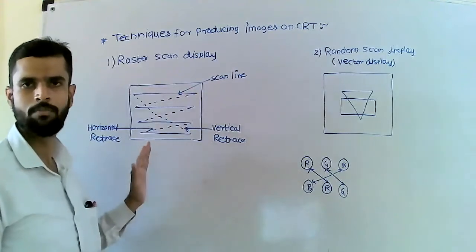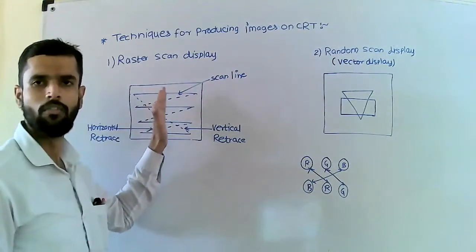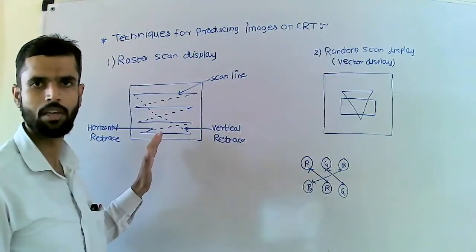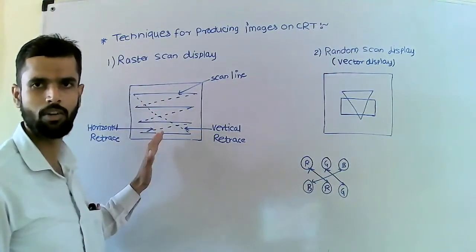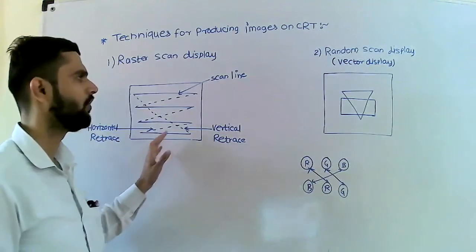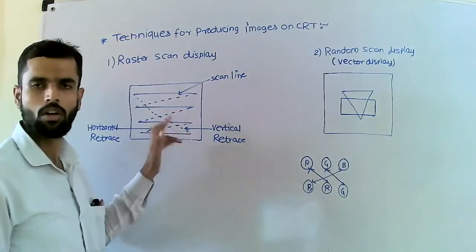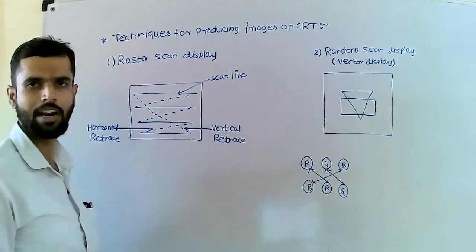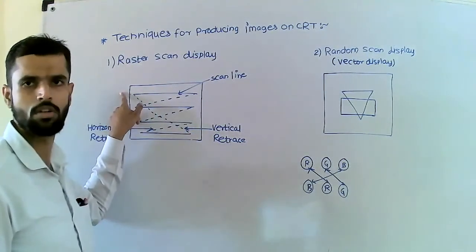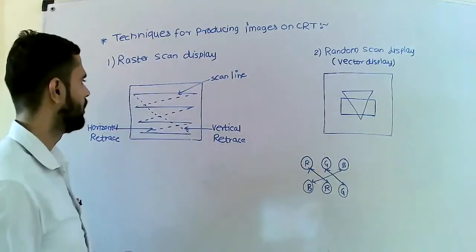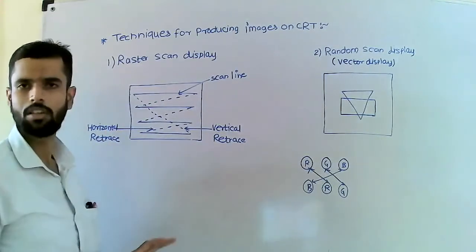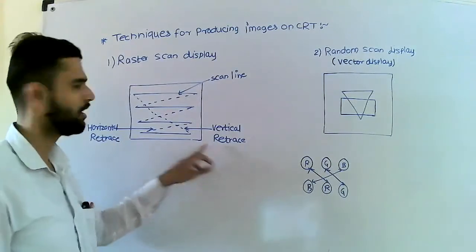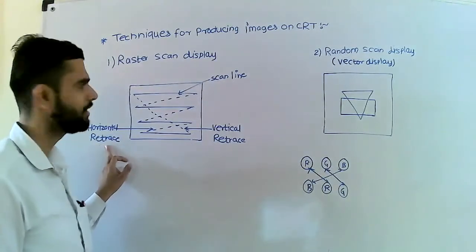Why is this done? Because we have to continuously display one particular image on the screen. That's why the electron beam will move from the bottommost right corner to the topmost left corner. So basically there are two important concepts here in the raster scan display, that is horizontal retrace and vertical retrace. So what is meant by horizontal retrace?